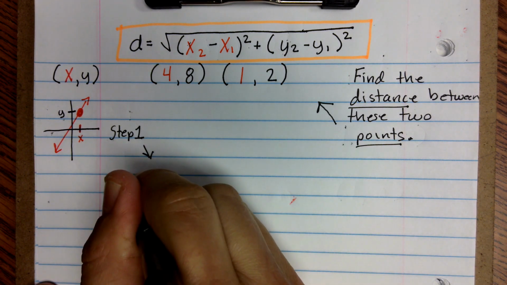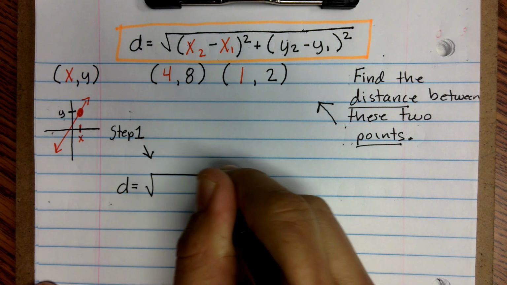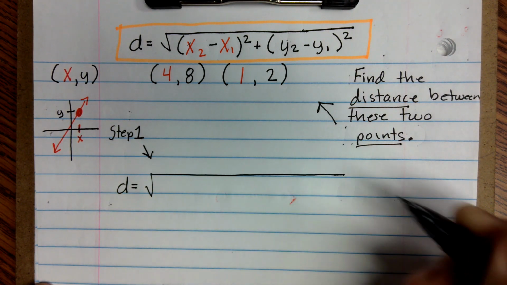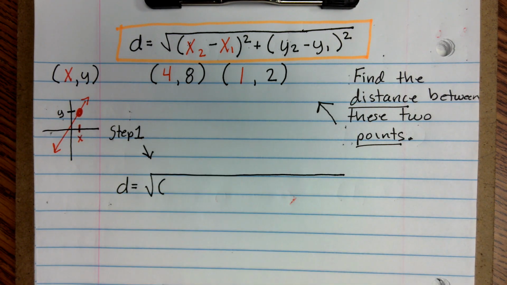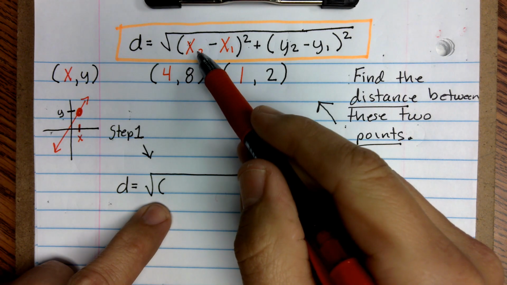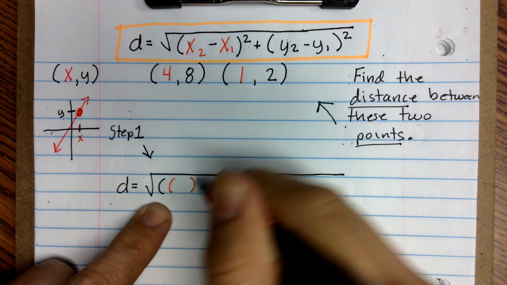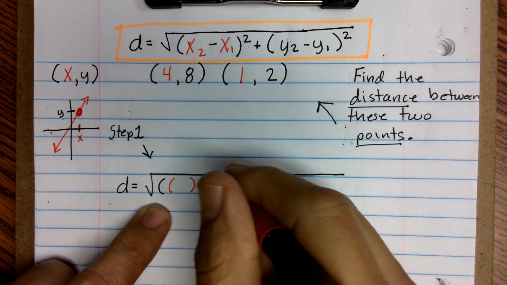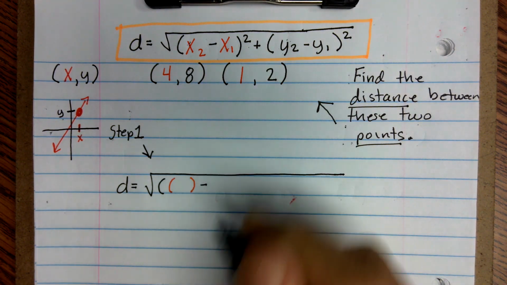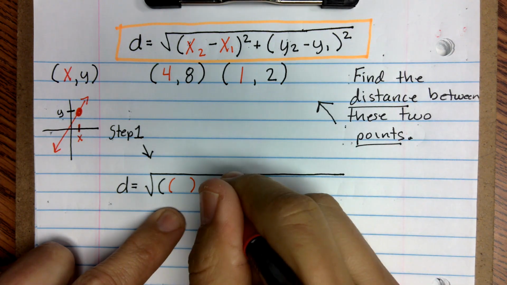So I have d is equal to the square root of, and put my first parentheses. Now, instead of putting x squared again, I'm going to put a set of parentheses for x. I'll say x squared, x sub 2. And then I'm going to put minus my x1.